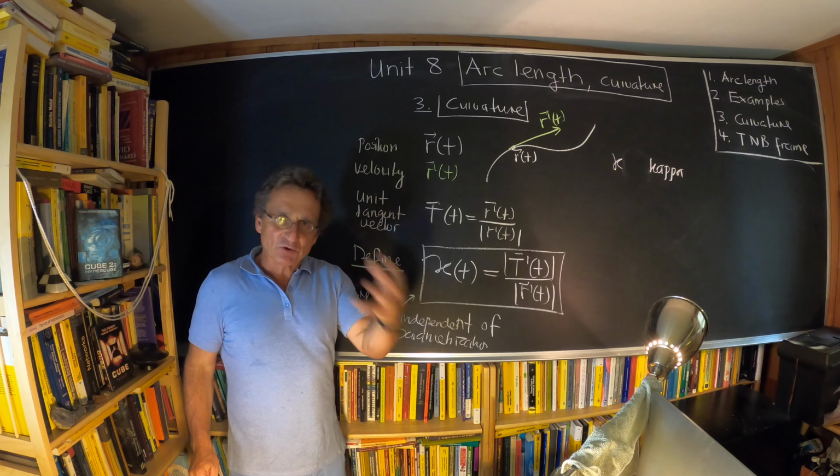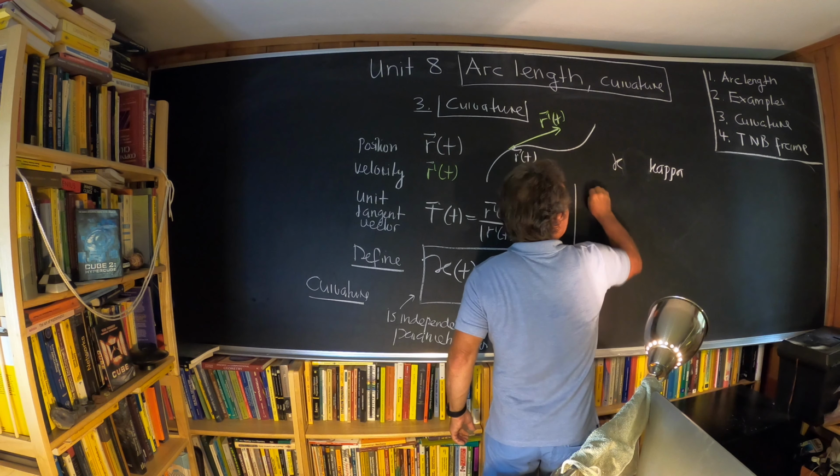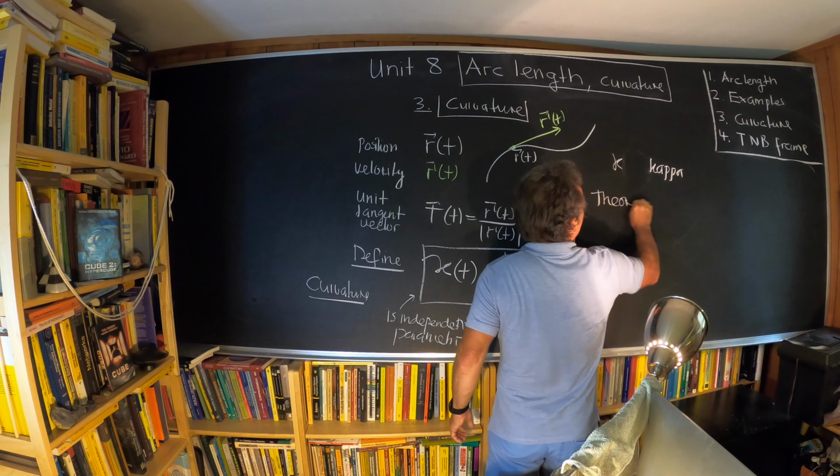Now there is a convenient formula which we are going to prove in class. Not here, but in class we are doing that. There's a theorem which says the curvature is actually the same as the length of r prime of t cross r double prime of t, over the length of r prime of t cubed. That's a pretty cool formula, because it involves a cross product, velocity and acceleration. If you travel along a straight line, r prime of t and r double prime are in the same direction, so this cross product is zero.